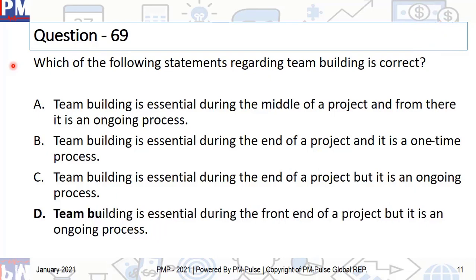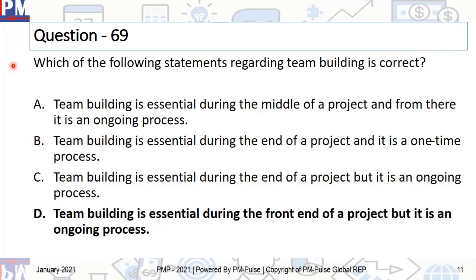And the correct answer is D. Team building is essential during the front end of a project, but it is an ongoing process. Yes, we need to put the maximum emphasis in the beginning of the project to make sure that the teams, when they come together, don't suffer from the laws of diminishing return. They climb the Tuckman's ladder and become performing as soon as possible. But it does not mean that once you build your team, you are done. You have to make sure that they keep performing throughout the life cycle of the project.